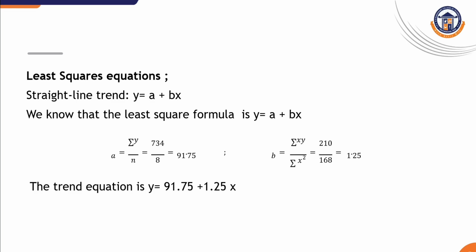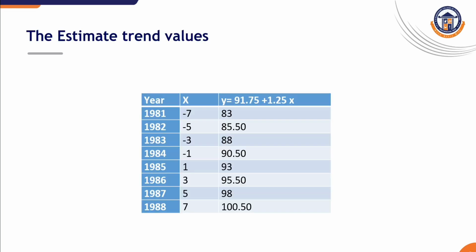So this problem also asks us to calculate the estimated trend values. We already know the trend equation: 91.75 plus 1.25 into x. Here x represents the mid value. For the first year, 1981, the mid value of x is minus 7, as we already identified. We just substitute 91.75 plus 1.25 into minus 7. Simplifying, we get the value 83.